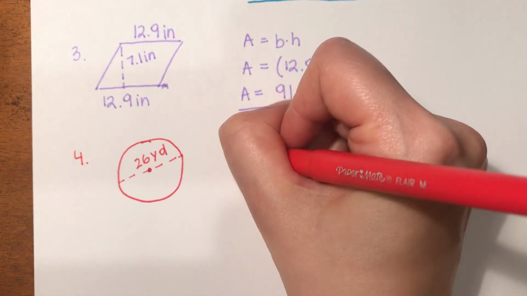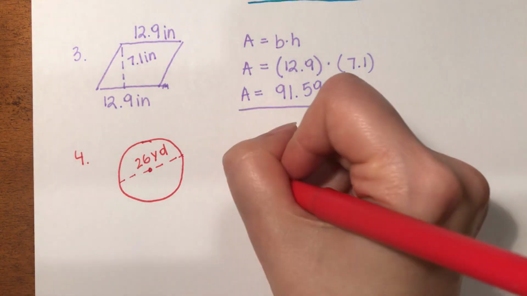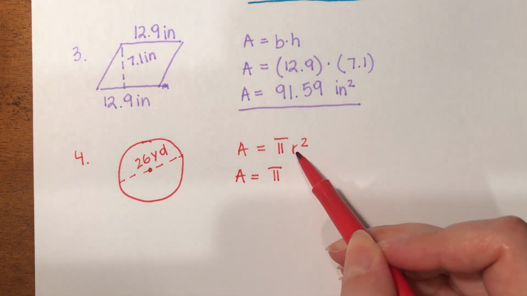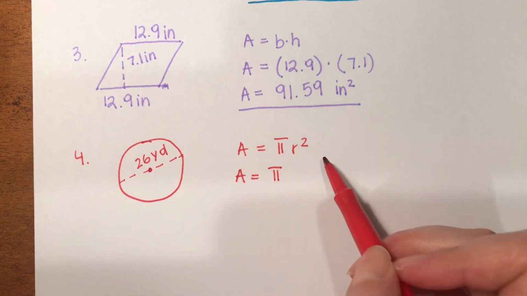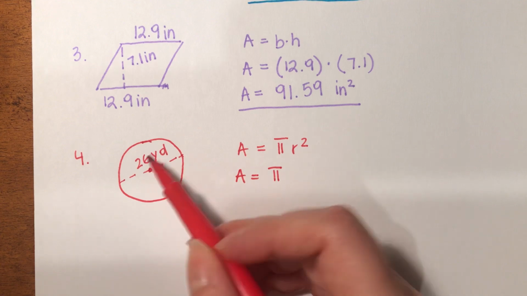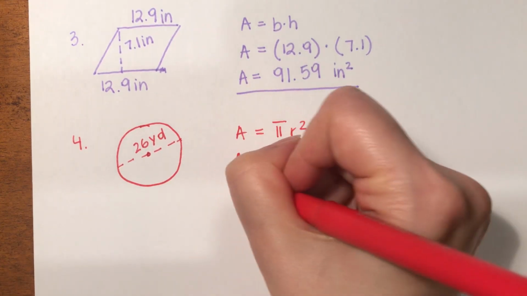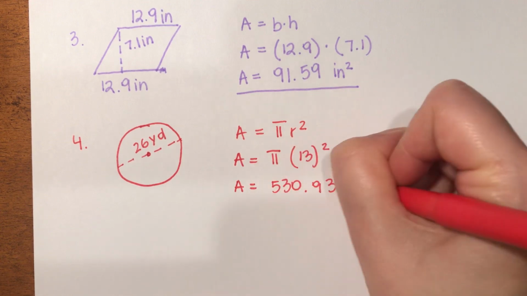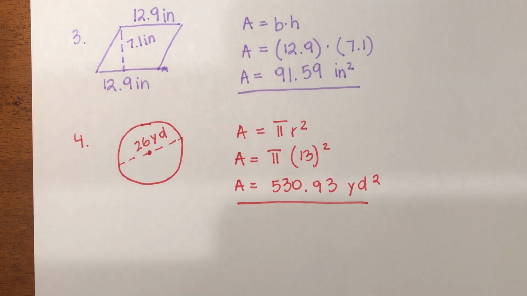So area equals pi r squared. Okay, so area equals pi. I'll just leave it like that, and then r. Be careful, don't put 26, that's not r, that's not radius. 26 is diameter, radius is half of the diameter, so half of 26 is 13 squared. Okay, you slap this in a calculator and you should get 530.93 yards squared.